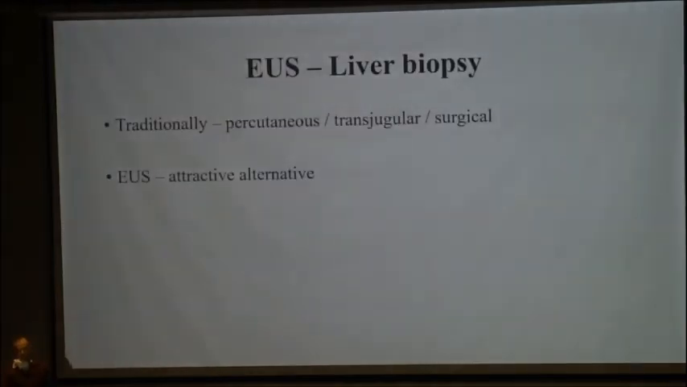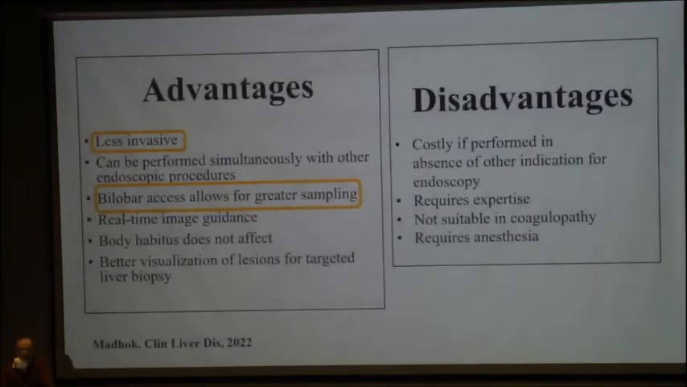Another useful concept that is evolving is the EUS guided liver biopsy, traditionally which is done by the percutaneous route, the transjugular route, or surgical. EUS guided liver biopsy holds an attractive alternative in these patients because it is less invasive, less painful, and the patient recovers in a matter of few hours, or at the most 1 or 2 hours. And very importantly, we can have bilobar access for greater sampling, which becomes a huge issue, as studies have shown that discordance between 2 paired biopsies can be as high as 40%, especially in patients of NAFLD.